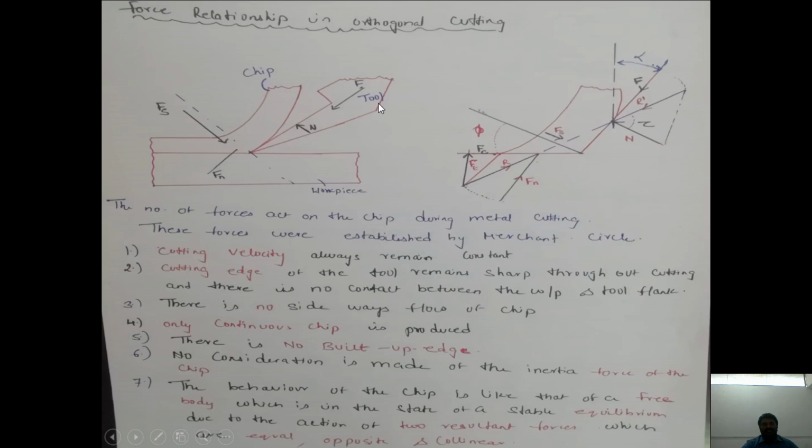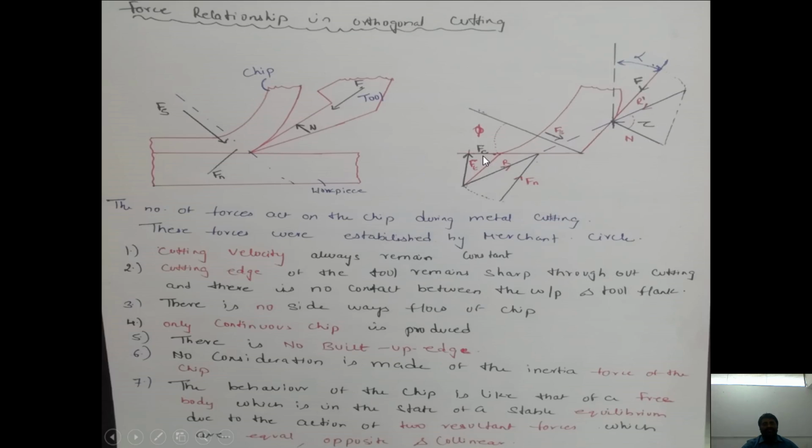See, this is the tool; when it contacts the workpiece, unwanted material is removed in the form of a chip. From the second figure there are forces Fs and Fn, here F and here N. Now there are more forces, that is Ft, Fc and Fs, which make the angle phi. These are the angles, alpha here, and tau also.